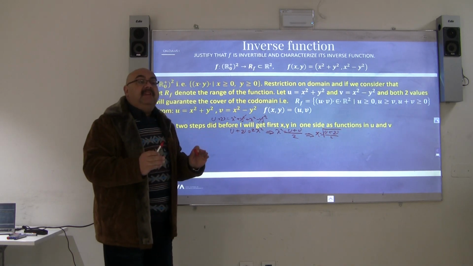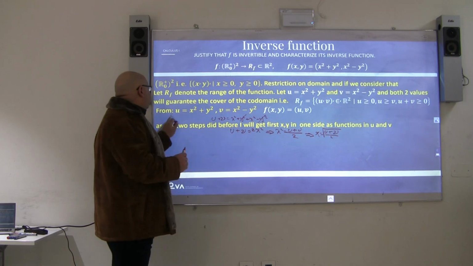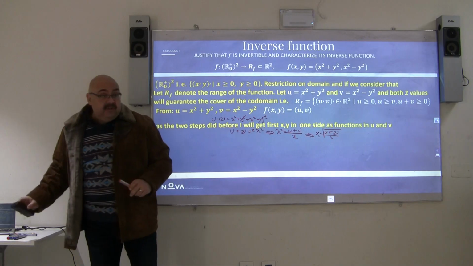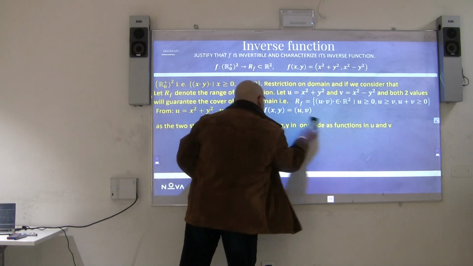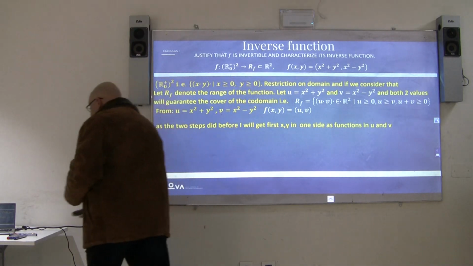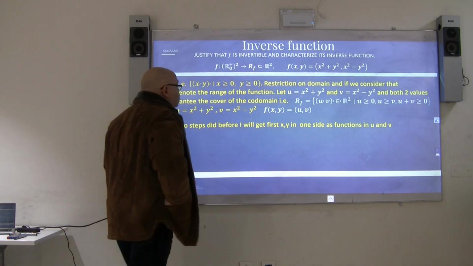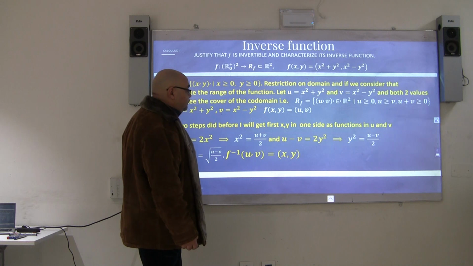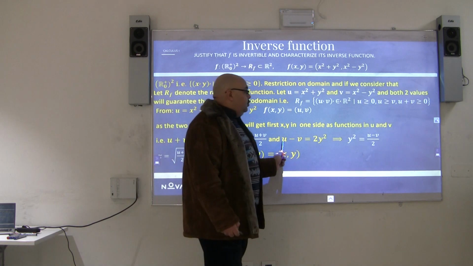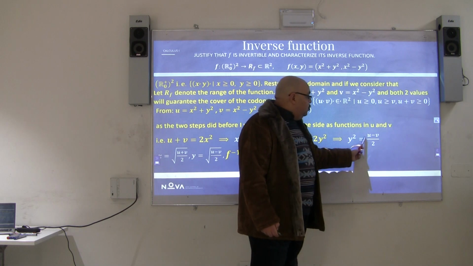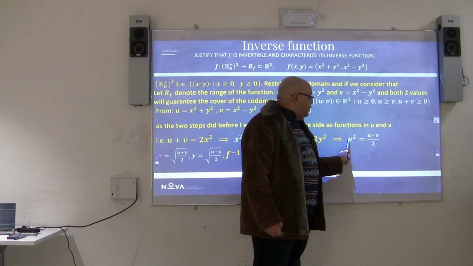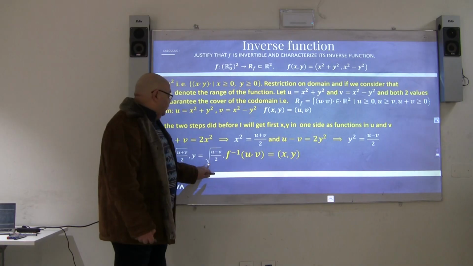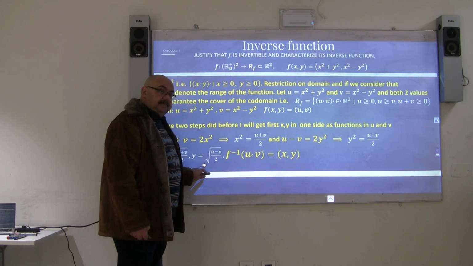A similar approach can be done if you get the difference between u and v. So I can take the difference between u and v also and get the result. That's the addition, and that's the difference between u and v. You will get y squared equal to u minus v over 2, which means y equal to the square root of u minus v over 2. That's the x and that's the y.